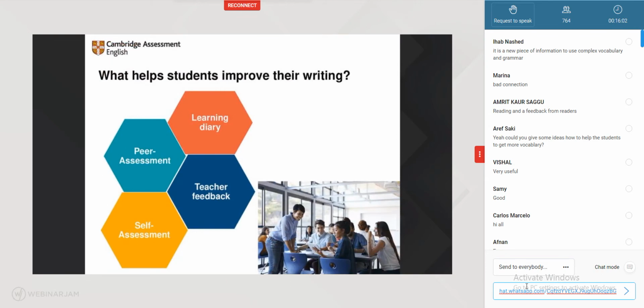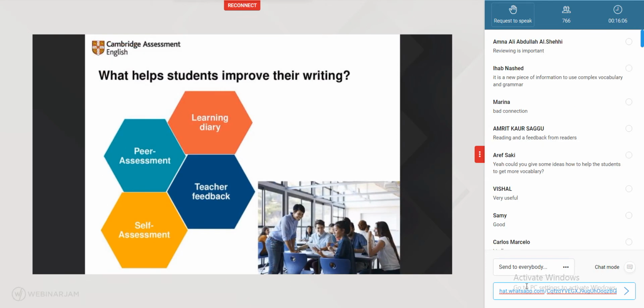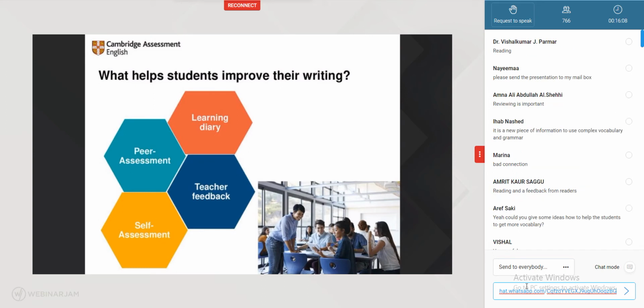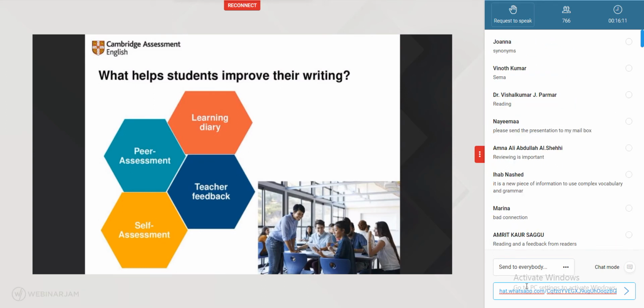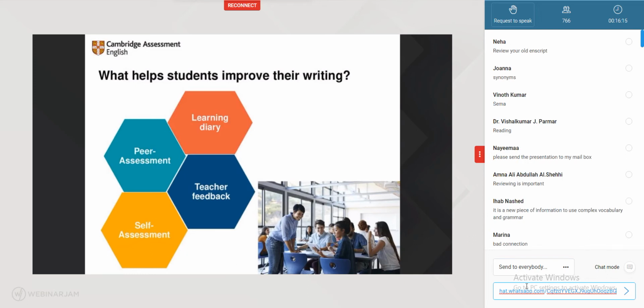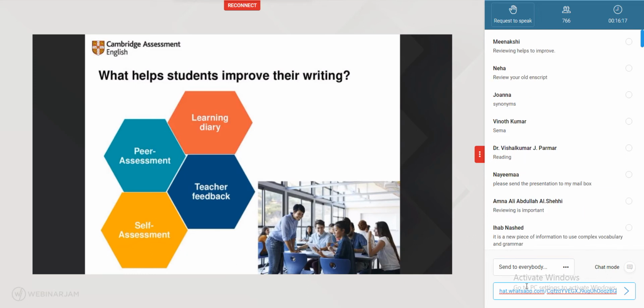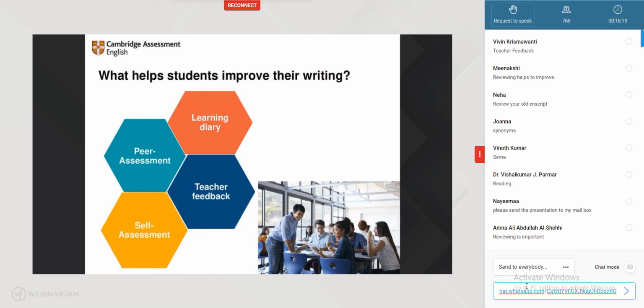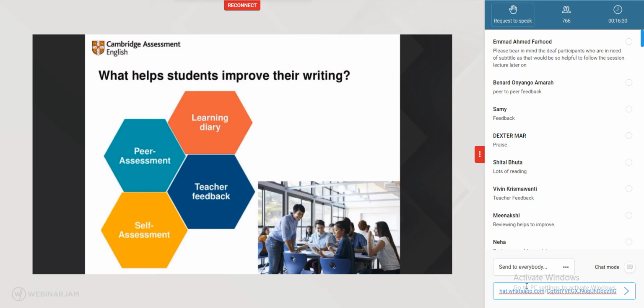Right. Other things to help students improve their writing, Victoria? Some of these have popped up in the chat box. Yeah, teacher feedback, of course, is always useful, and students always appreciate it at any level. Peer and self-assessment. Maybe here, as students are hopefully more independent, they have already developed the ability to self-assess and also assess their classmates. And the learning diary, maybe it works better at higher levels.